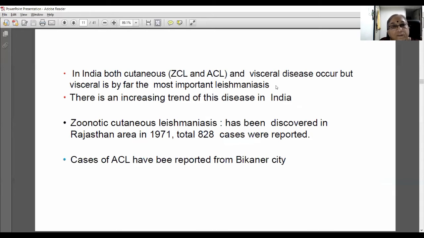In India, both cutaneous and visceral disease occur, but visceral leishmaniasis is far more important in India. There is an increasing incidence of disease in India, and zoonotic cutaneous leishmaniasis was discovered in Rajasthan in 1971. The cases of ACL have been reported from Bikaner city.